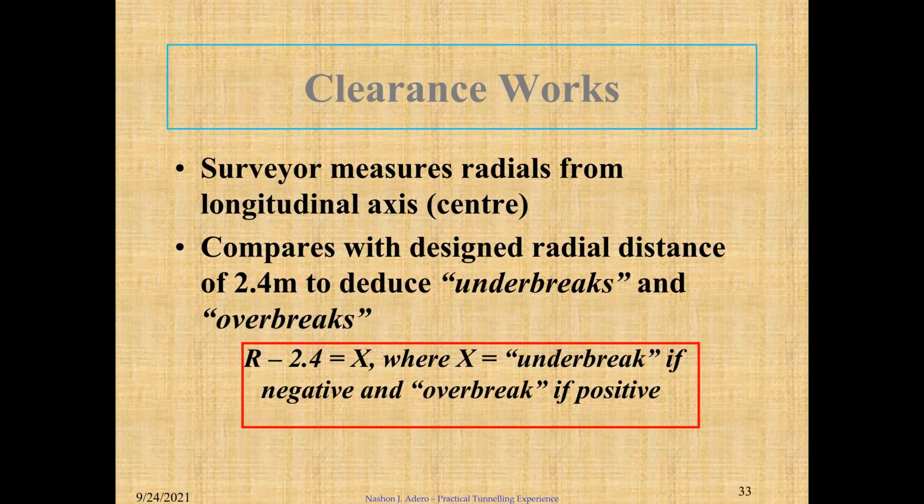Now with a leveling staff, you just ensure that the bottom of the leveling staff is touching the surface of the excavated tunnel. So at discrete points, you take the measurements, and by using this formula, for example, if you needed excavation clearance of radius 2.4 meters, then whatever you measure is R minus 2.4. If it is negative, you know it is an underbreak. If it is positive, it is an overbreak.